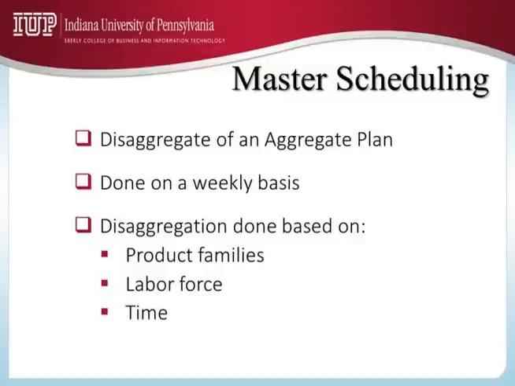It can also be done in terms of labor force. Like we have discussed earlier, if the aggregate plan is for the number of IUP faculty, then the master schedule can be disaggregate of the aggregate plan in terms of number of faculty in the College of Business, in the College of Sciences, in the College of Fine Arts, in the College of Education, and so on. Or if the aggregate plan is for the number of faculty in the College of Business, then the disaggregation can be the number of faculty in marketing, accounting, finance, management, and so on.